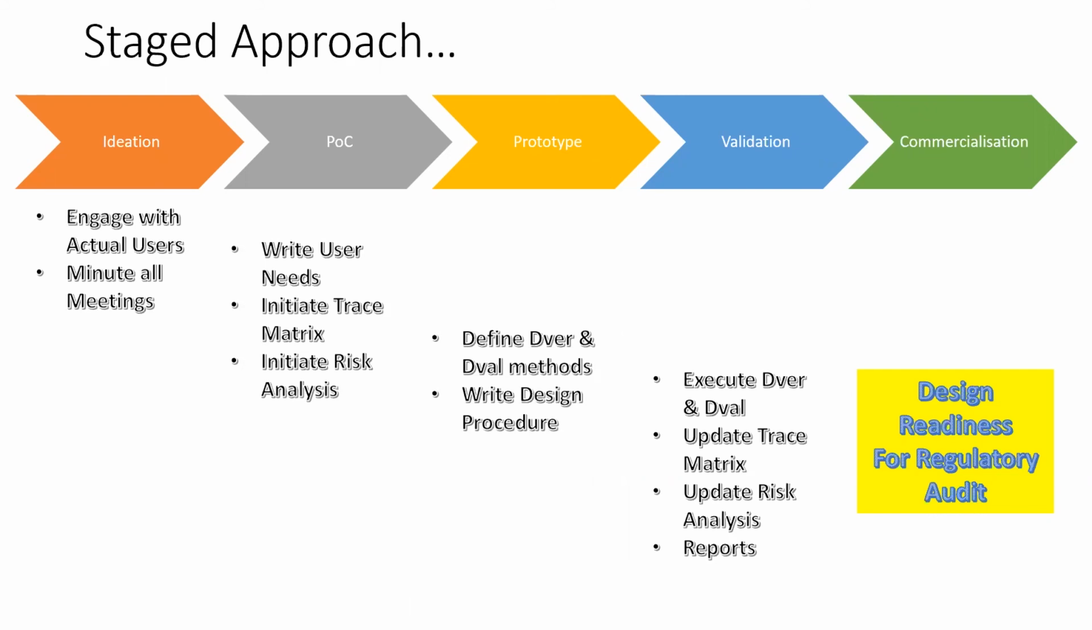Now, in the ideation and proof of concept stage, make sure you write down your user needs. Those of you, I know there are 8 or 10 founder startup companies here, if you haven't written user needs so far, please make sure you start writing out your user needs and start maintaining the trace matrix document. Put down your user needs into the trace matrix, write those user needs into design inputs, define how you will verify the inputs, define how you will validate each of the inputs.